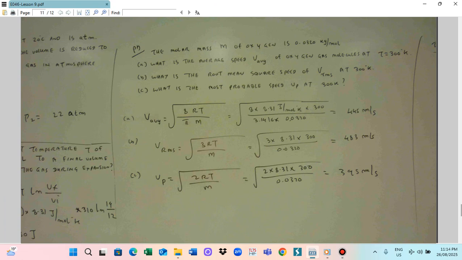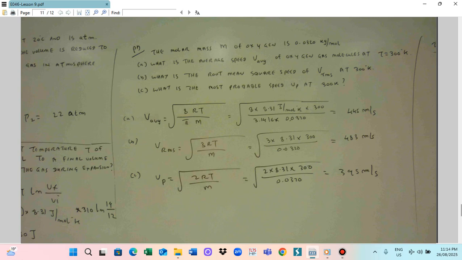And find the root mean square speed, VRMS. The VRMS formula is the square root of 3RT divided by M. So this is the equation. Here 3, R is 8.31, T is 300, divided by M which is equal to 0.0320. By solving this, the root mean square speed will be 483 meter per second.